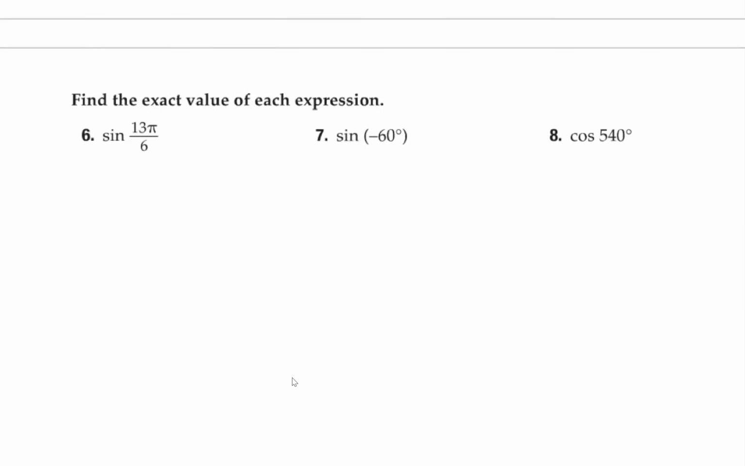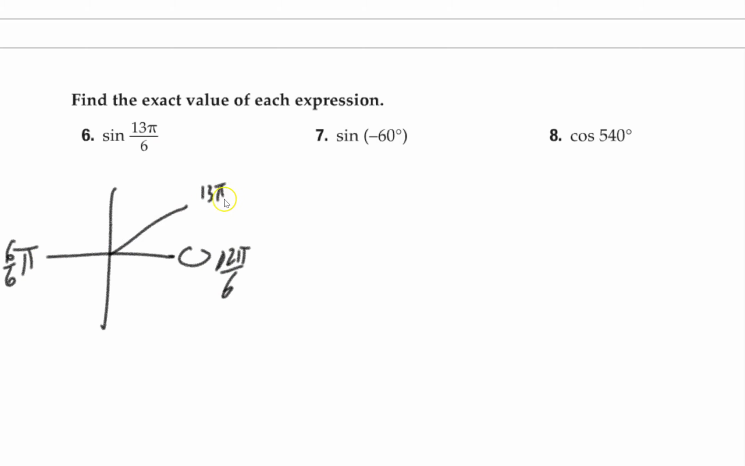Last couple. Sine of 13π/6. So here's 0, here's π. 6π/6 is right here. If I go around again, this is 12π/6. Right, because 6, another 6. I got to go 13, so I'm a little bit more. Hey, I'm back in quadrant 1. And since it's over 6, it's a 30-degree angle.